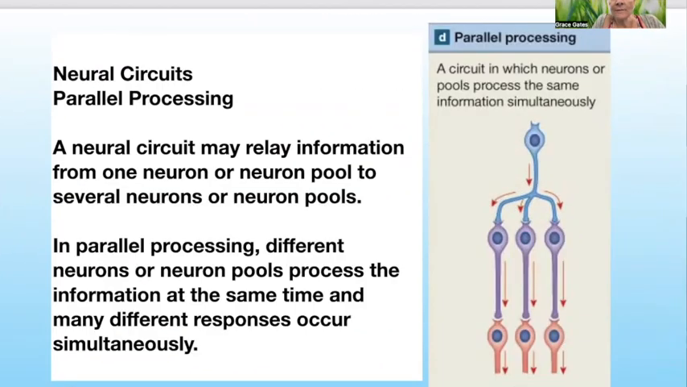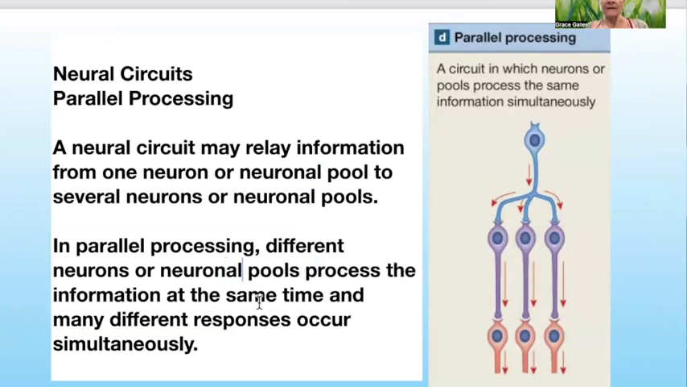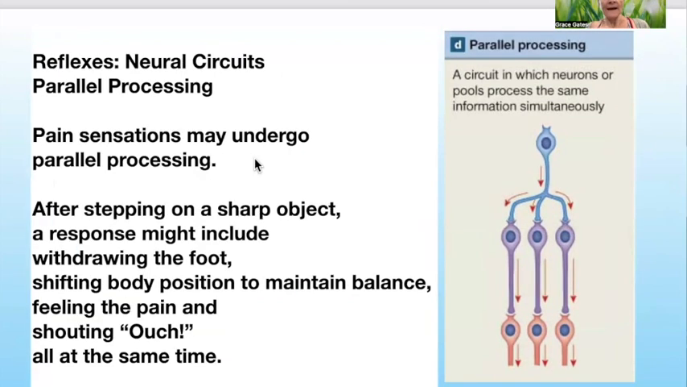Parallel processing. A neural circuit may relay information from one neuron or neuronal pool to several neurons or neuronal pools. In parallel processing, different neurons or neuronal pools process the same information at the same time, and many different responses occur simultaneously in this kind of processing. Pain sensations may undergo parallel processing. After stepping on a sharp object, a person might withdraw their foot and shift their body position to maintain their balance. They might feel the pain and shout, ouch, all at the same time.